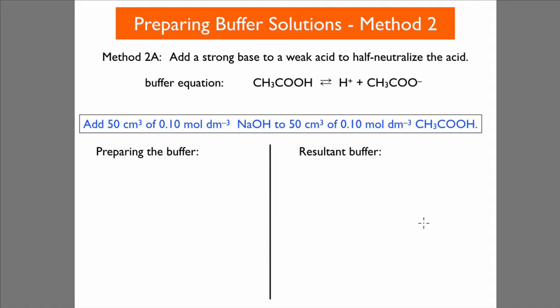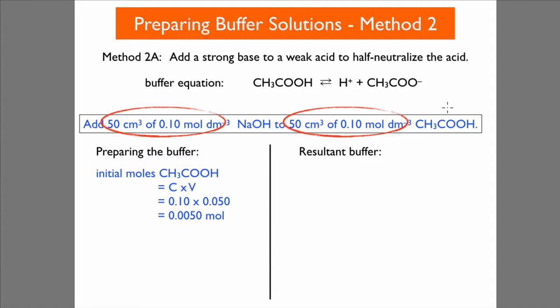Let's have another look. Adding a strong base to a weak acid to half neutralise the acid. Buffer equation: you've got the ethanoic acid and you've got the ethanoate ion. But look here, we've got 50 centimeters cubed of 0.1 moles per decimeter cubed of the strong base, sodium hydroxide, and 50 centimeters cubed of 0.1 moles per decimeter cubed of ethanoic acid. Can you guess what's going to happen here? Are we going to get a buffer solution? Well, they are the same.